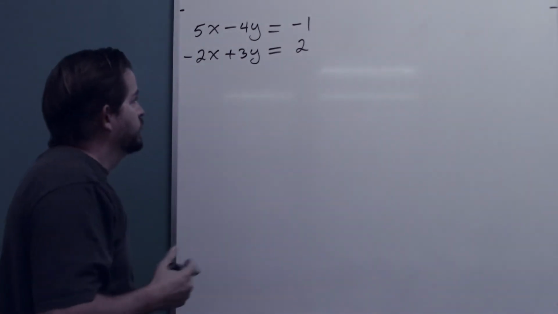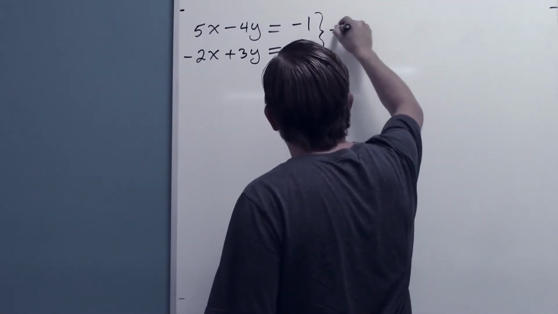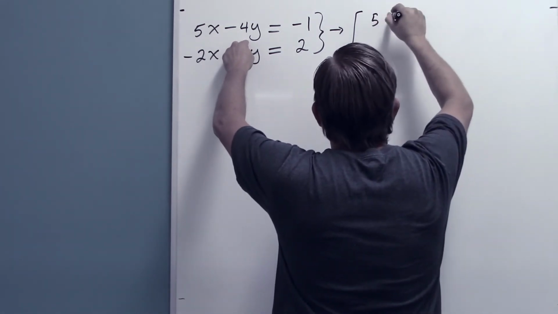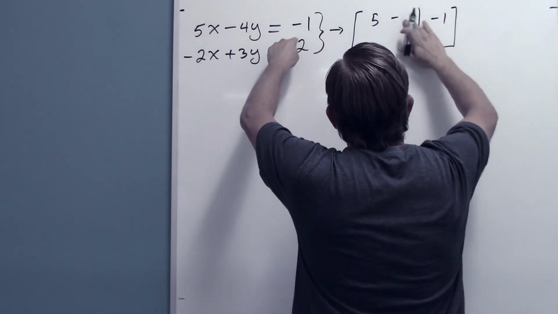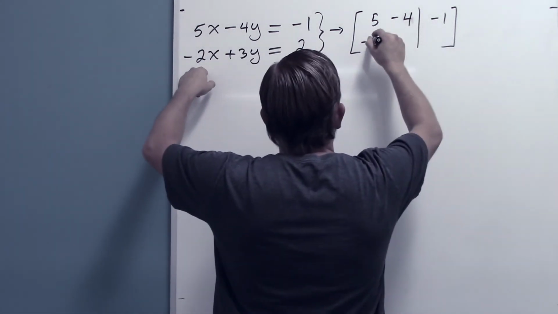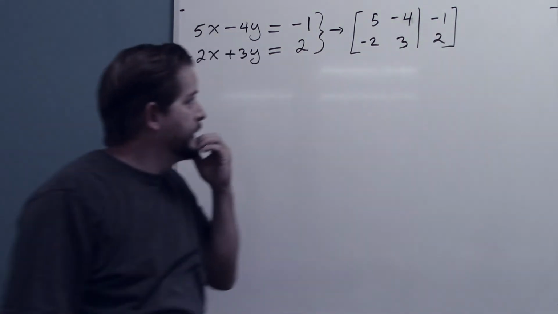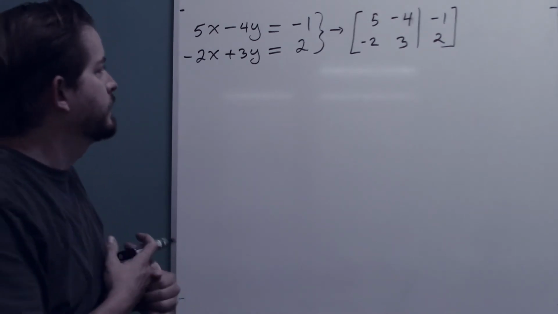Okay. So my matrix is 5, negative 4, augmented with negative 1, negative 2, 3, 2. Make sure I wrote that all right. It looks good. Yeah. Okay.